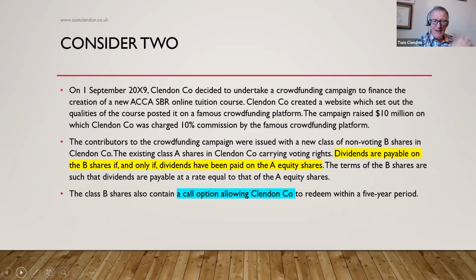And now I begin to look at the facts. Dividends are payable on the B shares if and only if dividends have been paid on the A shares. Do we have an obligation to pay a dividend to the B holder shares, yes or no? Do we have a dividend to pay? Do we have an obligation, yes or no?